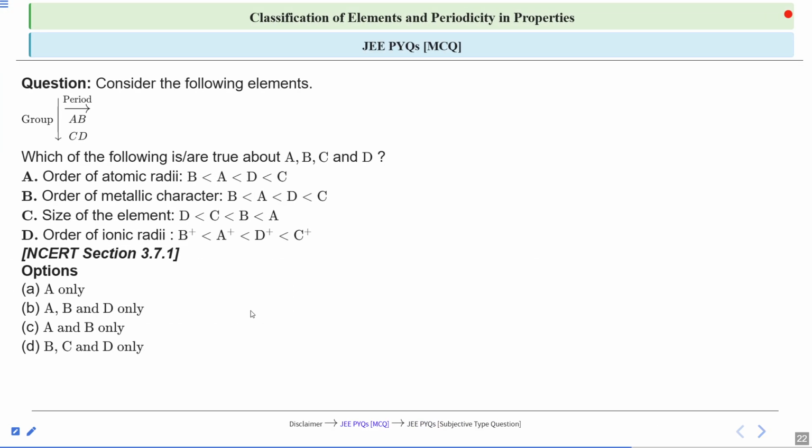Moving on to the next question. Here 4 elements are given and they are named A, B, C, and D. Left to right is your period. Top to bottom is your group, just like a periodic table. Now you have to look at all the trends that are given here and predict whether these trends are correct or not for the respective elements if they have the corresponding position in the periodic table. So your time to solve this question starts now.